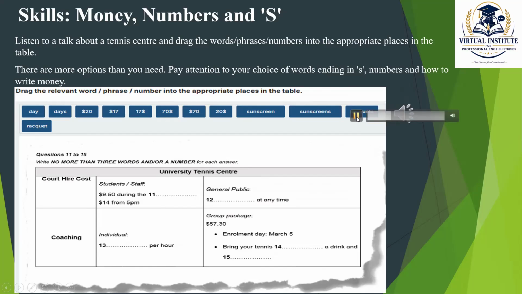People from outside the university who want to book a court pay a flat rate of $20. Well, I'm sure you're all keen to start playing. So what's the price?